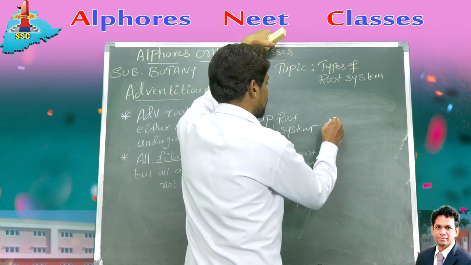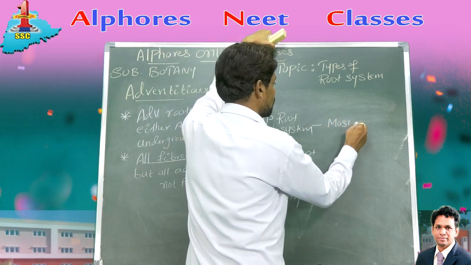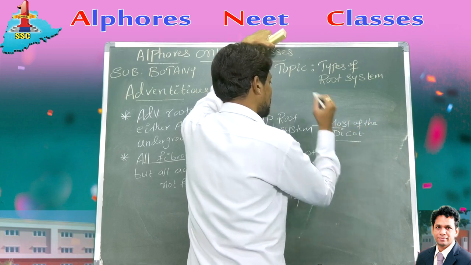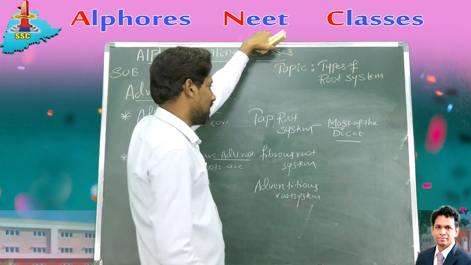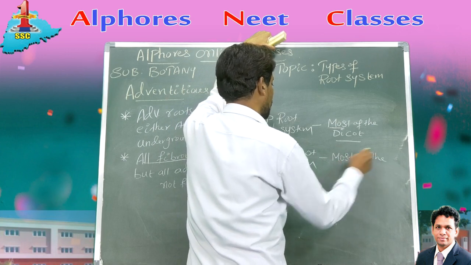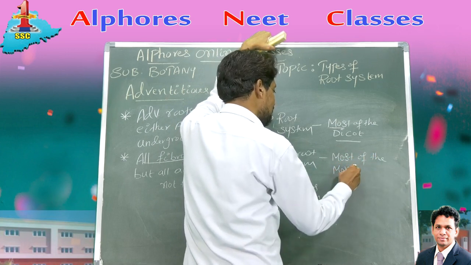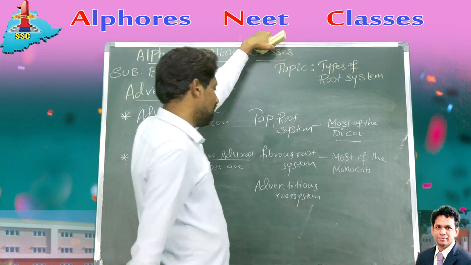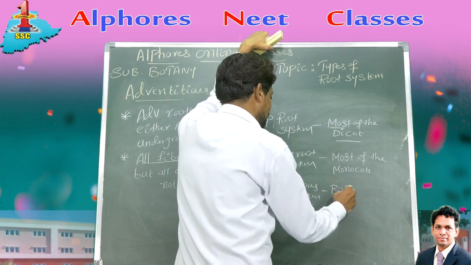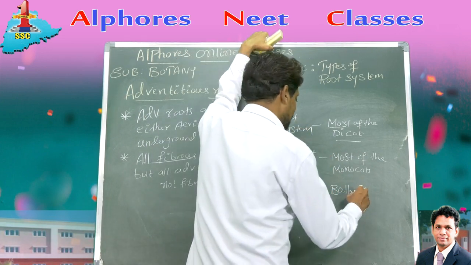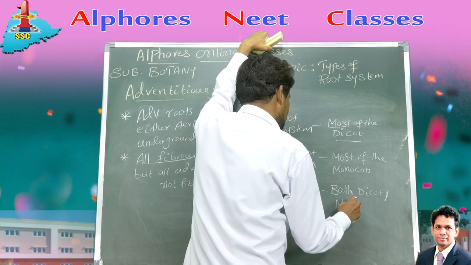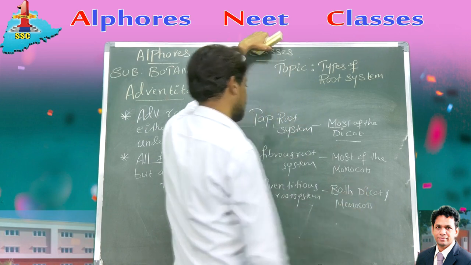Sir, where is the taproot system present? It is present in most of the dicots, right? Which root system, sir? Taproot system. Where is it present? Most of the dicot plants. Whereas the fibrous root system, where is it present, sir? Fibrous root system is present in most of the monocots. Whereas the adventitious root system, where can we see it, sir? Adventitious root system is seen in both dicots as well as monocots, but not in all dicots and all monocots.